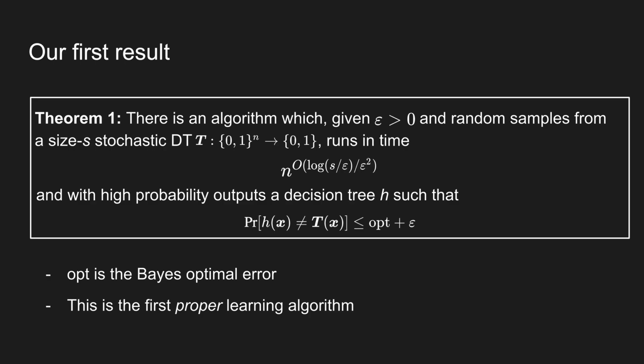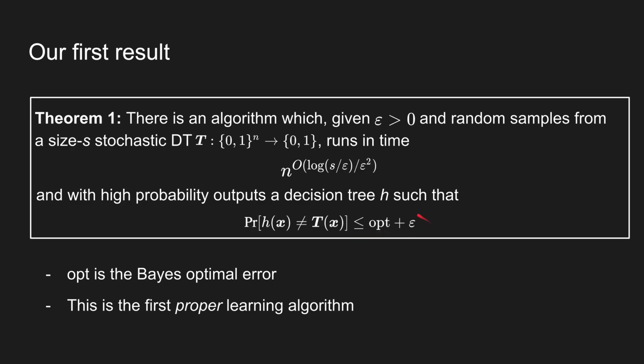Okay, our first result is an algorithm for learning stochastic decision trees. So there's an algorithm which, given an error parameter epsilon and random samples from a stochastic decision tree T of size s, runs in quasi-polynomial time. Here n is the number of features, s is the size of the decision tree, and epsilon is our accuracy parameter. And with high probability, it outputs a deterministic decision tree H such that the probability H is not equal to T is at most opt plus epsilon.